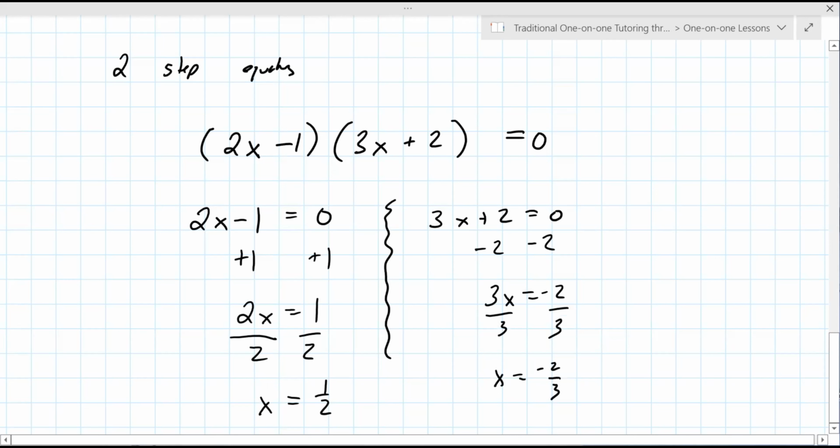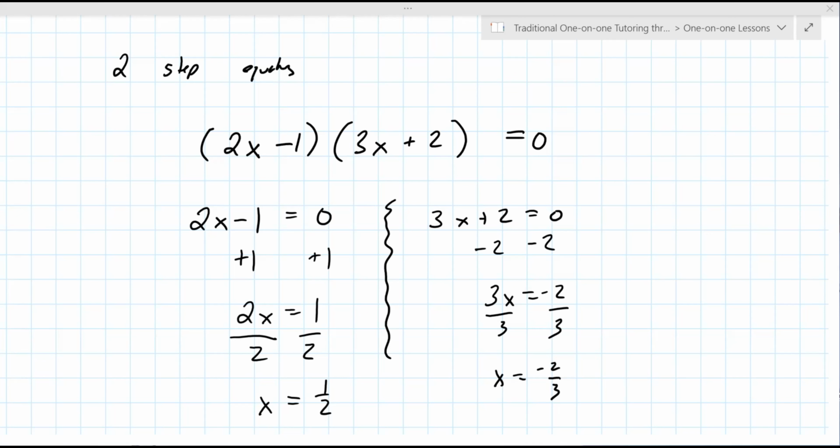Have you seen this before, Jeremiah? Because I feel like we've done it. You've seen it in a previous class as well. Think so. No, I don't think I have. Okay. Maybe I just don't remember it.